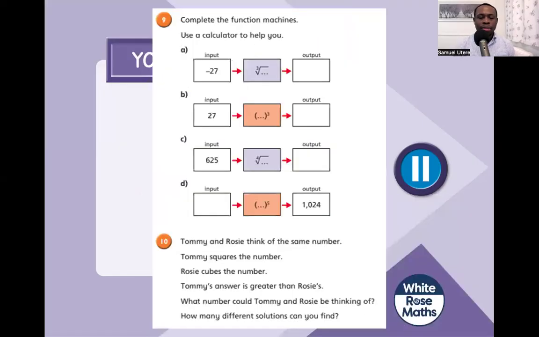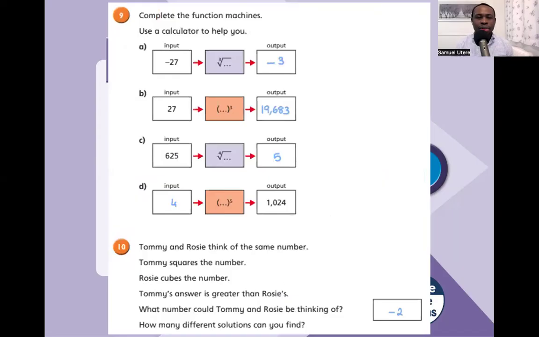Question 9, pause the video and answer questions 9 and 10 in 4 minutes. Assuming you've paused the video and you've answered the questions, here are the answers. So here you were asked to complete the function machines, use a calculator to help you. So we have negative 27, and then next we have negative 3. Did you remember which one gives us a negative number? Of course, it's the cube root.